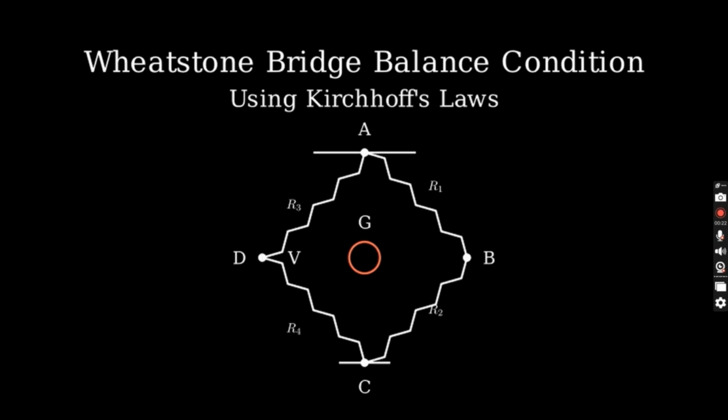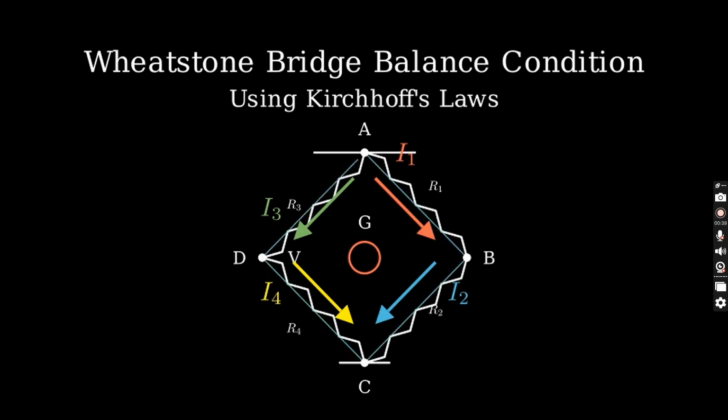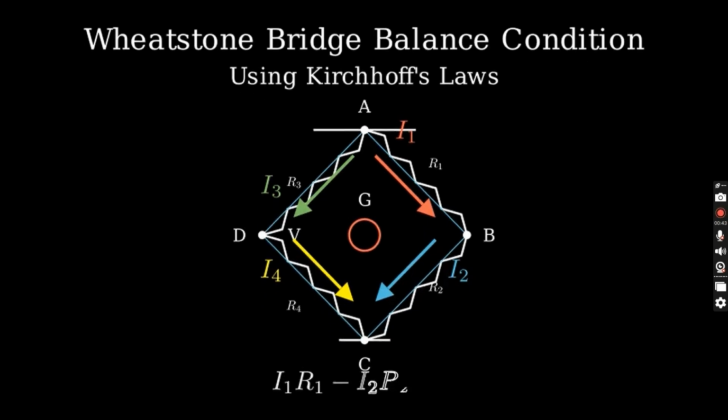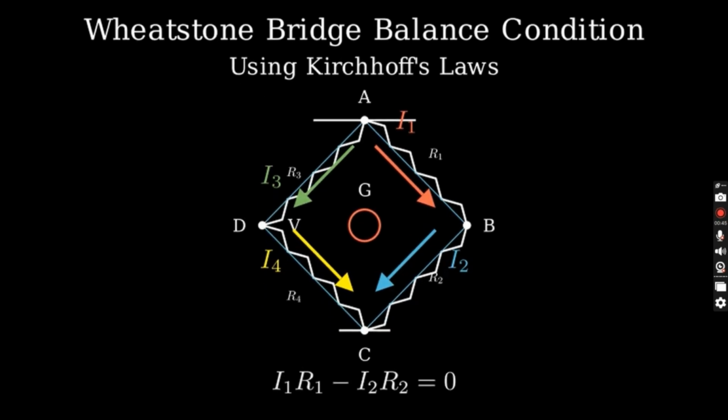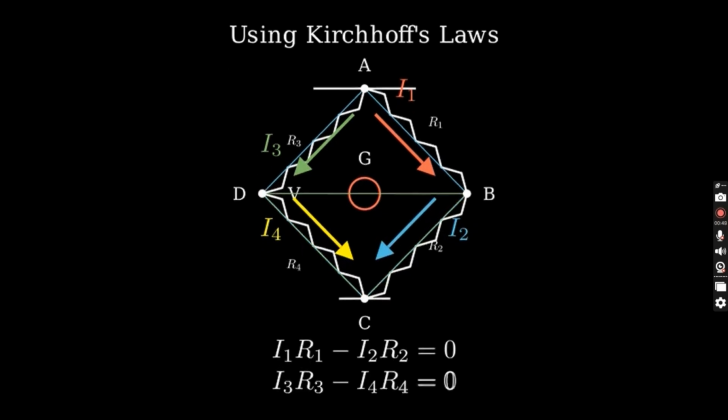When the bridge is balanced, no current flows through the galvanometer. Let's label the currents in our circuit. I1 flows through R1, I2 through R2, I3 through R3, and I4 through R4. Let's apply Kirchhoff's voltage law to find the balance condition. First, let's look at loop ABCDA. According to KVL, I1 R1 minus I2 R2 equals 0. Similarly, for loop CBDC, I3 R3 minus I4 R4 equals 0.